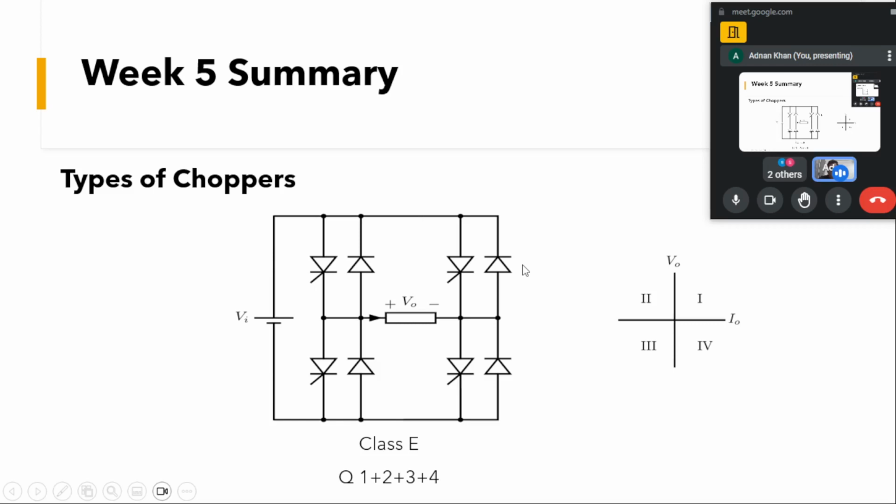So these are the different types of choppers that were discussed in this course. After that, some isolated converter topologies like flyback, forward, and push-pull were discussed, for which we have some questions. We'll be dealing with these questions, and at that time I'll be discussing those isolations and all these converter topologies.